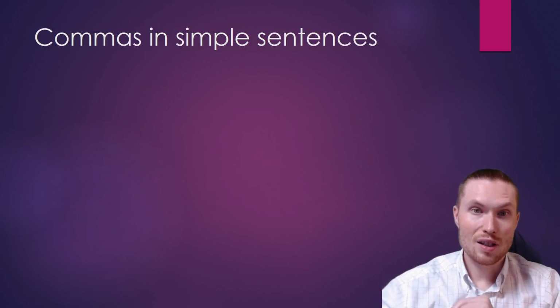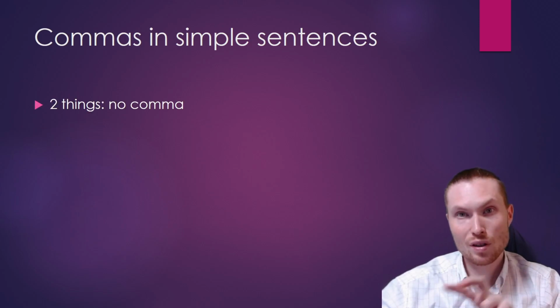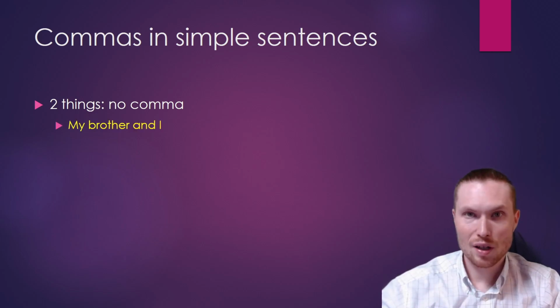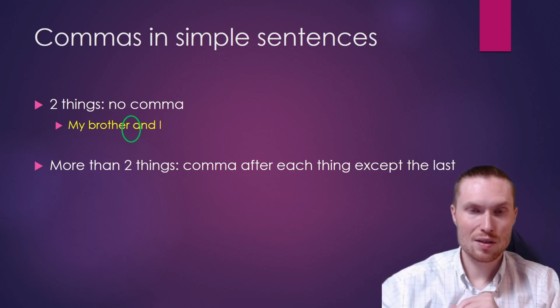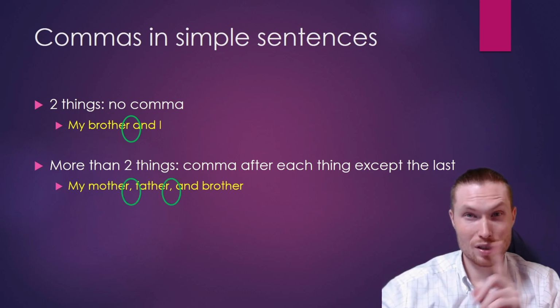So let's take a look at commas in simple sentences. So if there's 2 things in a compound subject or compound verb, no comma. For example, my brother and I. No comma here. But if there's more than 2 things, we should put a comma after each thing except the last. For example, my mother, father, and brother. So we need to put commas here.